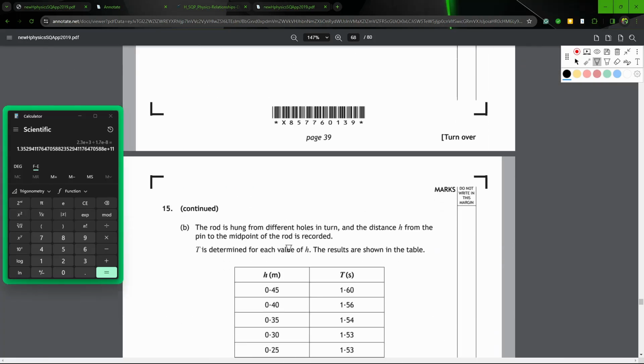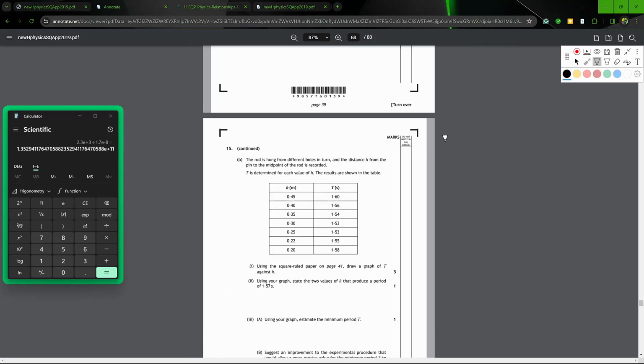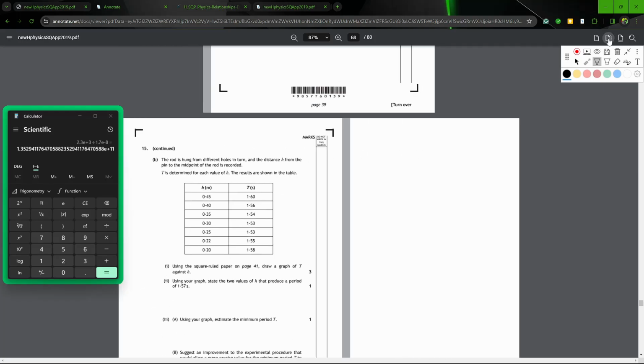There we go. The rod is hung from different holes in turn, and the distance h from the pin to the midpoint of the rod is recorded. T is determined for each value of h. The results are shown in the table. Using the square ruled paper on page 41, draw a graph of T against h. So you know what that means, folks, I'm going to have to go and draw this all out. Oh well.